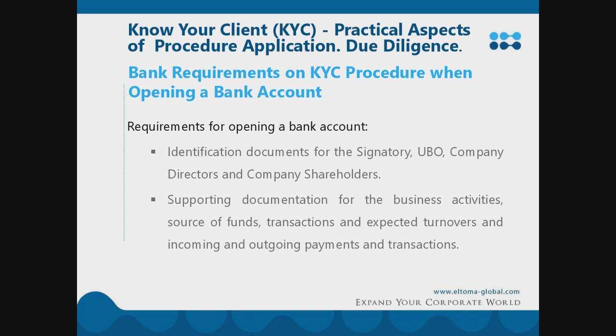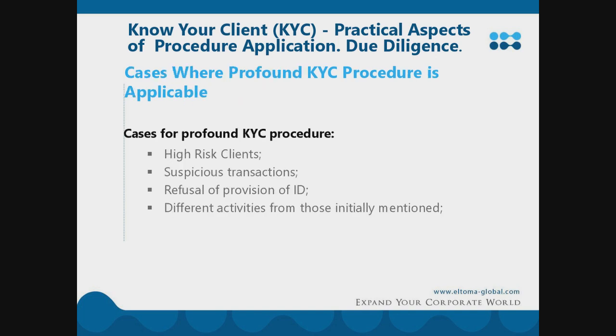For bank account opening, every bank will ask to provide identification documents of the signatory of the company, UBO, and company director and shareholders. Also, every bank will ask you to provide supporting documentation for business activities, source of funds, transactions, expected turnovers, and incoming and outgoing payments and transactions. So the bank will know if your business is alive or if it is just a bank account for a shelf company. So be prepared for this as well.